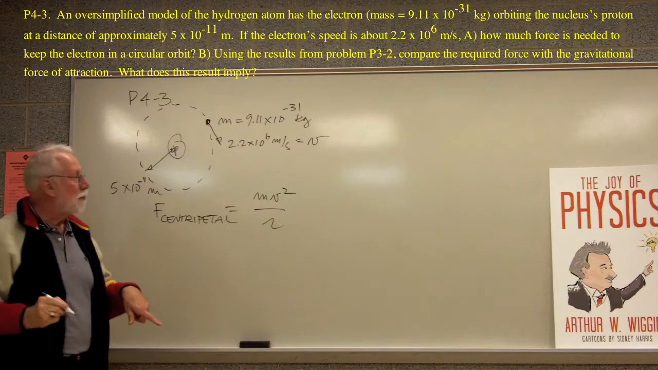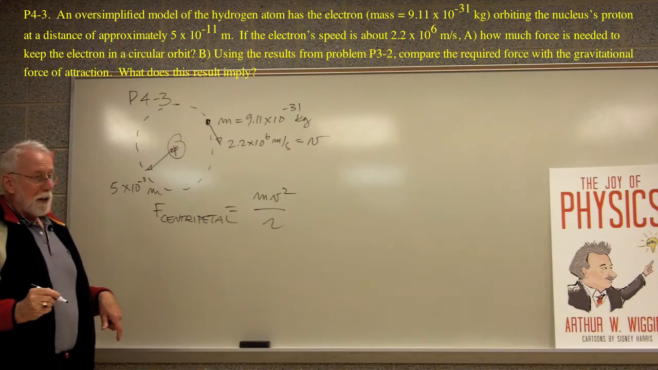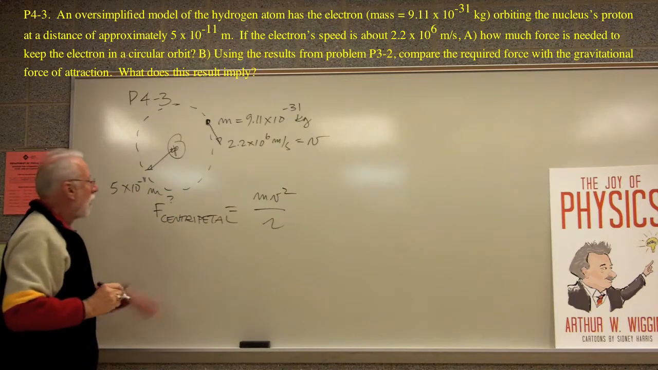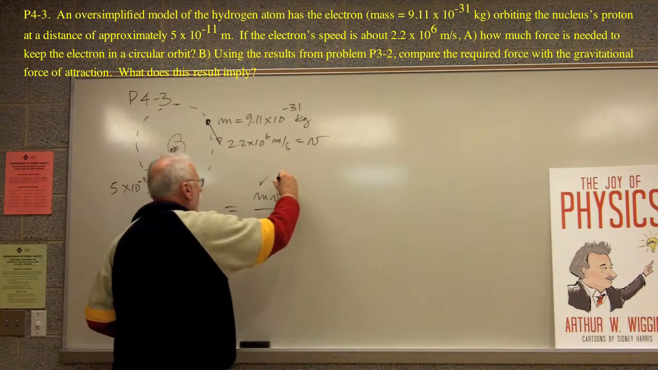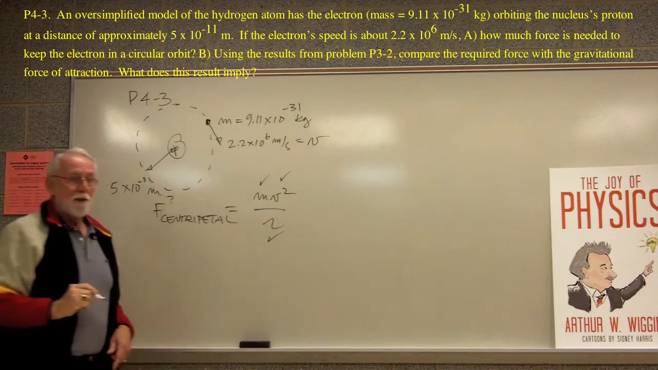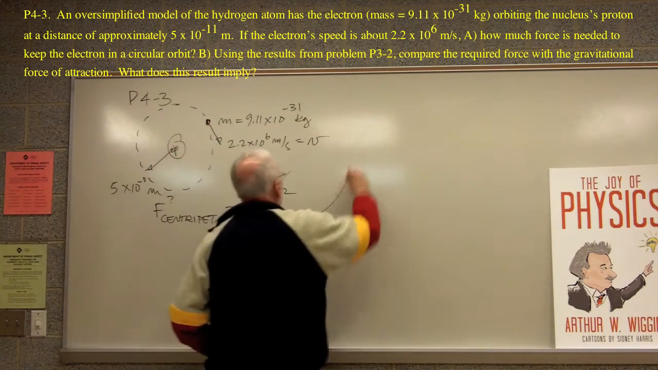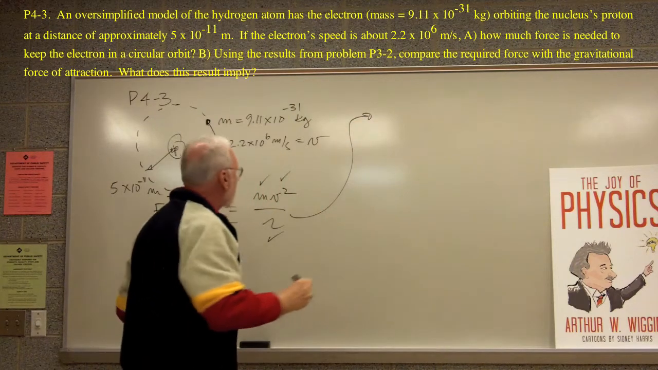So we're asked for the centripetal force. That's what part A is. So now that's pretty good because the centripetal force is something we don't know. M is given, V is given, and R is given. So we're in fine shape. All we have to do now is put in the numbers and see how it works.